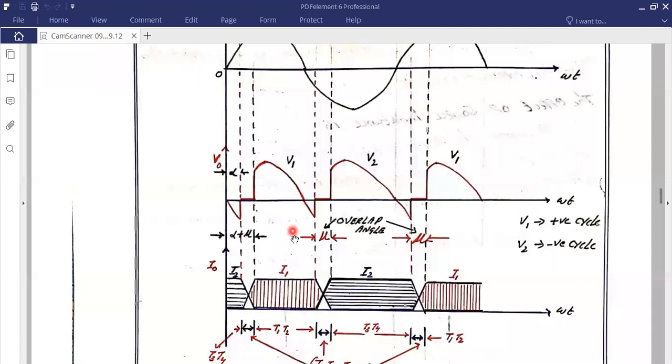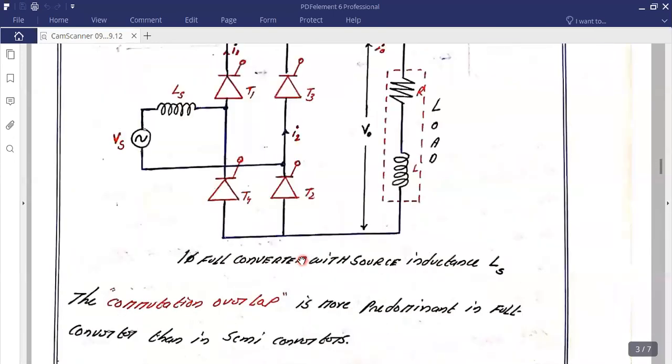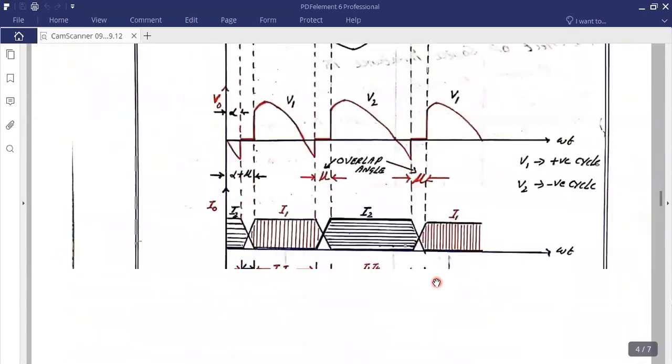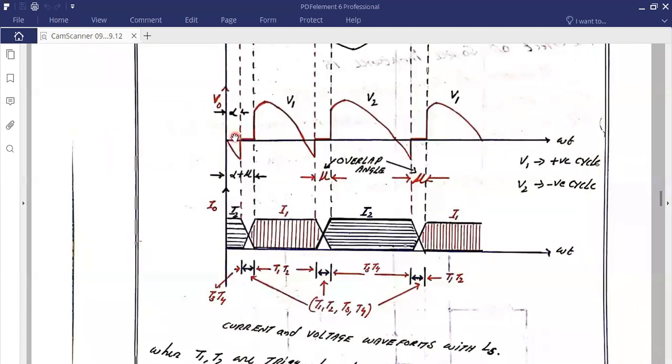Okay, then coming to the current waveform. It distorts the output voltage and current waveforms. The previous one is the exact waveform required for the operation. But now you are going to have a 0 voltage, maximum voltage, 0 voltage and a reverse voltage. So this can be considered a distorted or modified output voltage due to the source inductance. Okay, coming to the current.